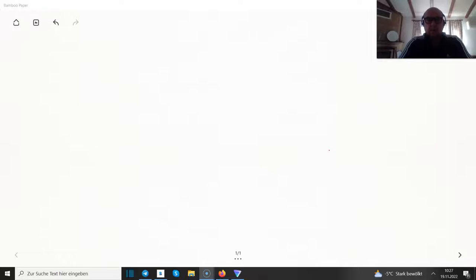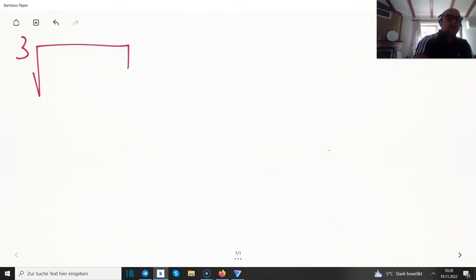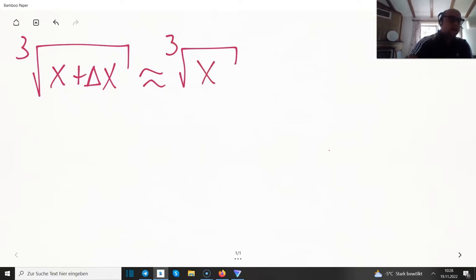Hello friends, let's do some more examples. Today I would like to show you the approximation of the cubic root out of x plus delta x, and the formula is that it would be approximately the value of the function at x plus some increase, and this increase would be a derivative.